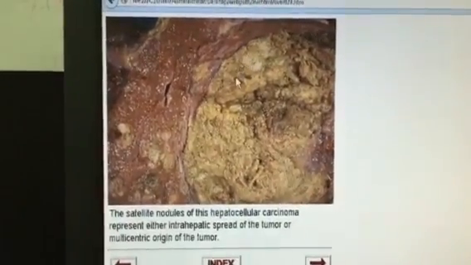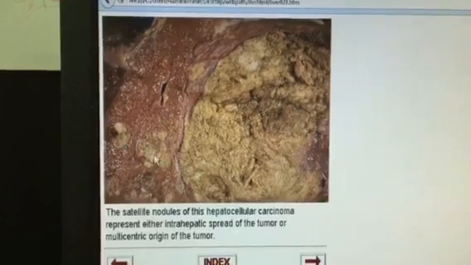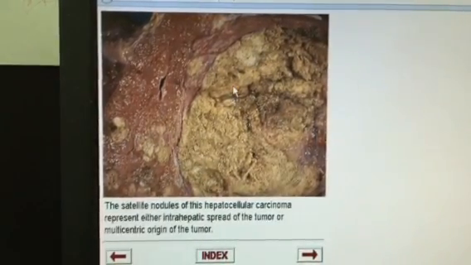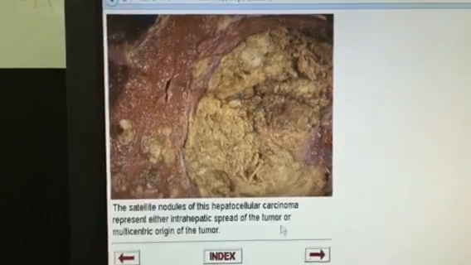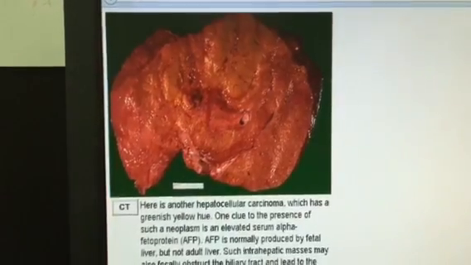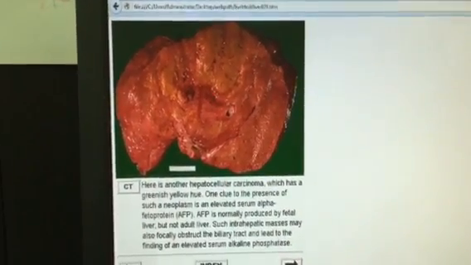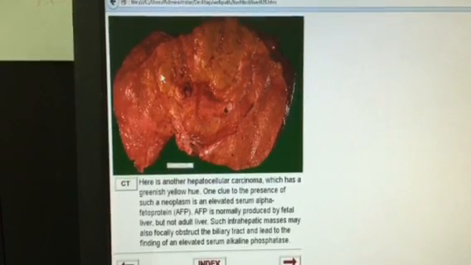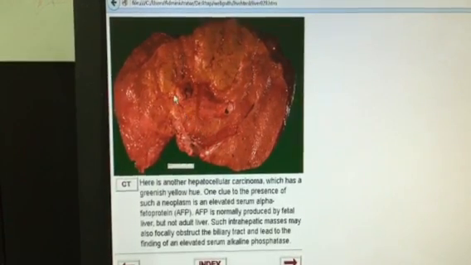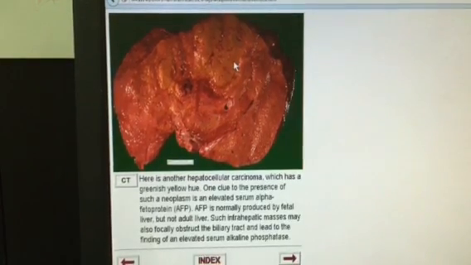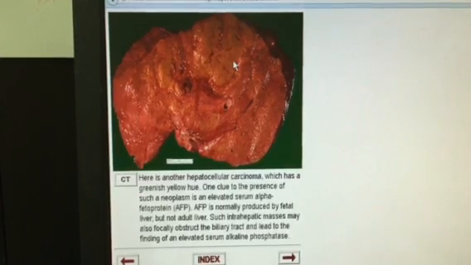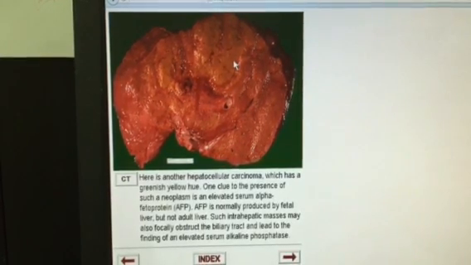This is a closer view of the previous one. Satellite nodules, some necrosis, and this one greenish in color. Again, hepatocellular carcinoma. Why? Because of the ill-defined surface, and there are multiple or satellite nodules seen. In this case, sometimes the patient will have elevated serum alpha-fetoprotein, which is not seen in adults, only in children.